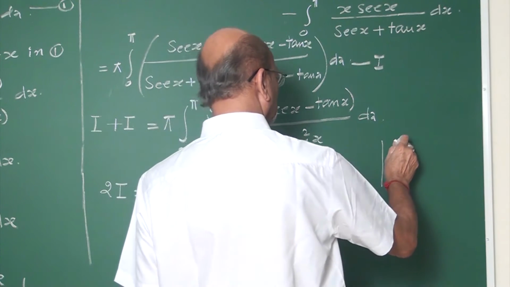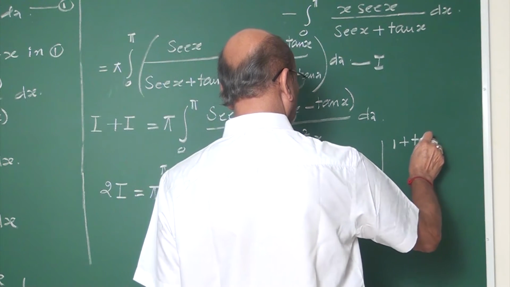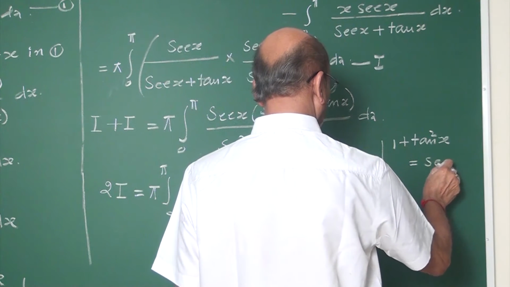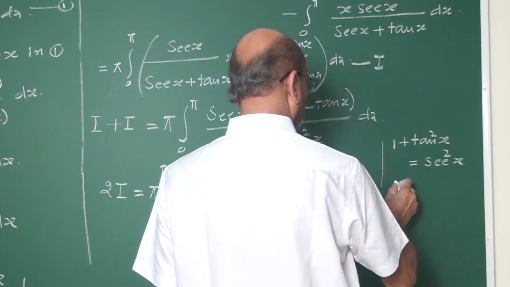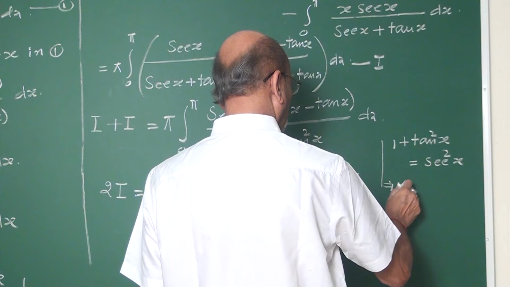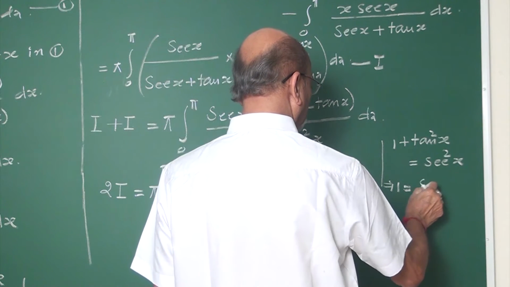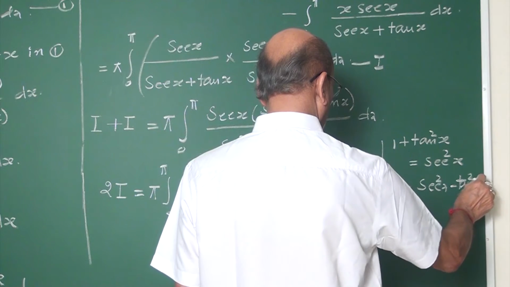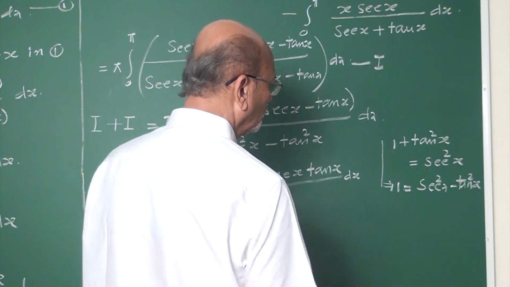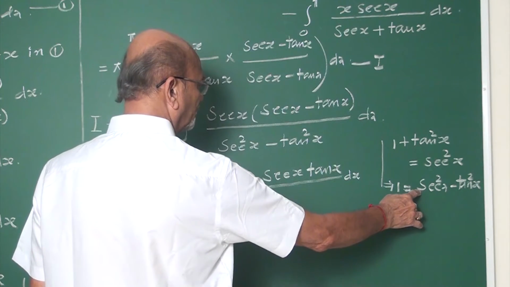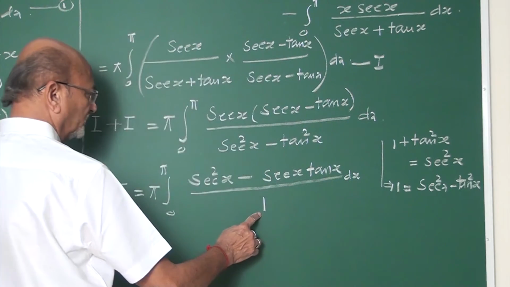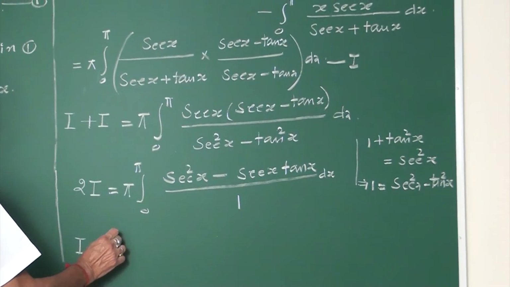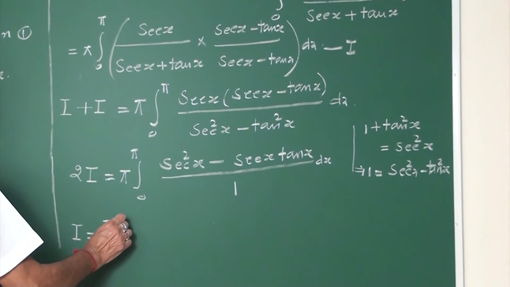You know this, my friend. What is it? 1 plus tan square x is sec square x. Therefore 1 equals sec square x minus tan square x. So we are substituting: sec square minus tan square is 1. This is 1. Yes, I equals, my friend, pi by 2.